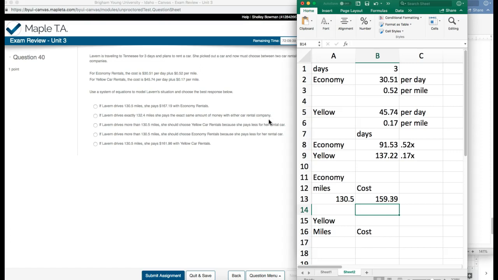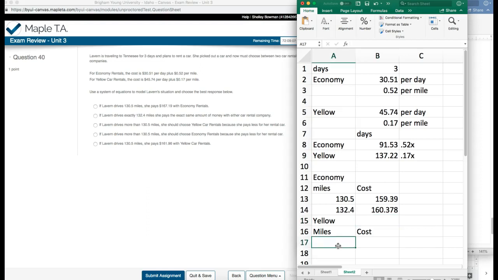The next one says if Laverne drives exactly 132.4 miles, she pays the exact same amount of money with either car rental company. Well, let's see. So let's put 132.4, and in this one, let's just do some absolute cell references so that I can click and drag and not have to worry about retyping. So press Shift F4 or Function F4, depending on if you have a Mac or a PC. Because of that, if I click and drag, it'll give me the cost for 132 miles.